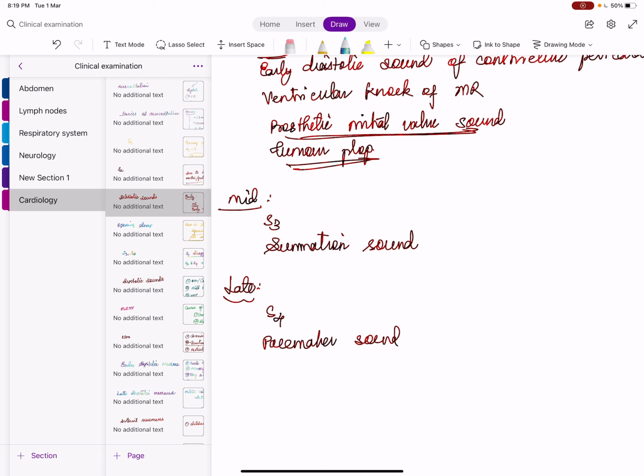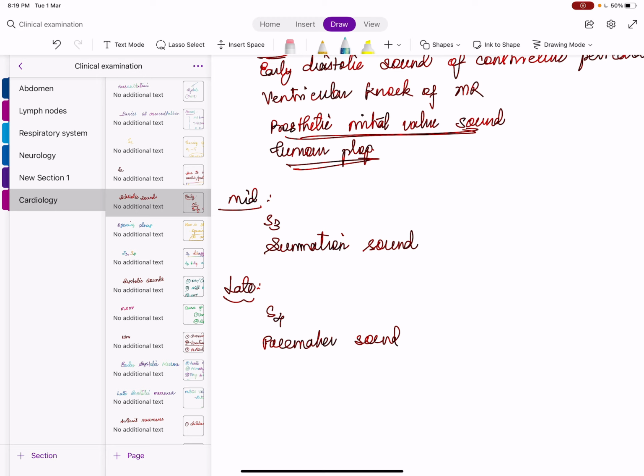But what happens, the aorta being a high pressure chamber, in areas except the pulmonary area, A2 will be the loudest component. So if I hear in the aortic area, A2 will be more than P2. But P2 will be heard. If I hear in the tricuspid area, P2 will be heard, but A2 will be louder than P2. Here again, A2 will be louder than P2. Understand? That is why I told you the points again and again.